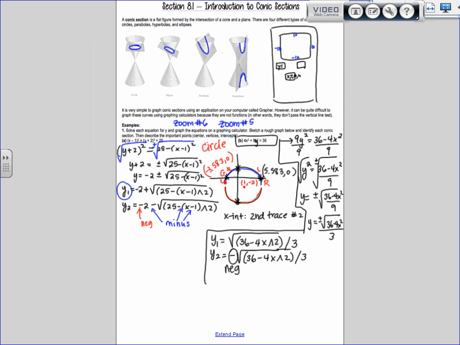Okay, when you graph it, what do you get? Is it a circle or is it an ellipse? It's more like an oval? Okay, so you want to see if it's an oval by doing that zoom square. Did you guys do that? It's definitely an oval, right? It's an ellipse, as we call it.